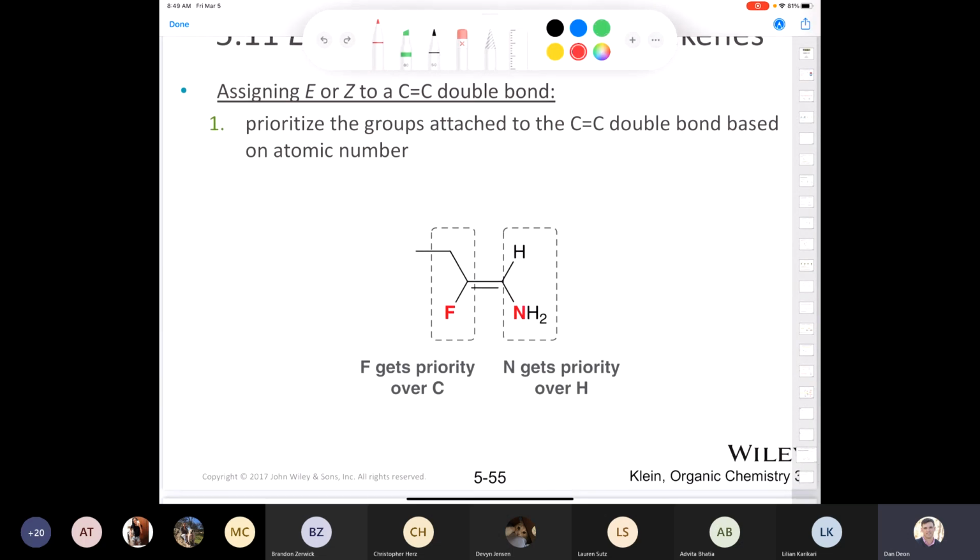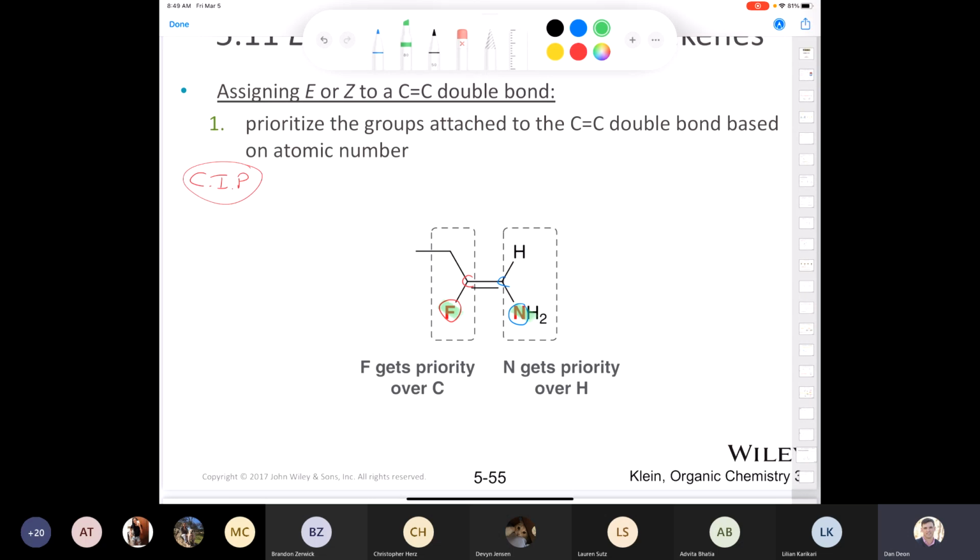You guys remember the Cahn-Ingold-Prelog rules, CIP rules, that we learned last class, and we've applied them several times today. You use the exact same rules to give priority to groups on the vinylic carbon. So if you look at this carbon here, you evaluate these two groups. Fluorine has a higher atomic number than carbon, therefore the fluorine has higher priority. On the other vinylic carbon, nitrogen has a higher atomic number than hydrogen, therefore it gets priority.